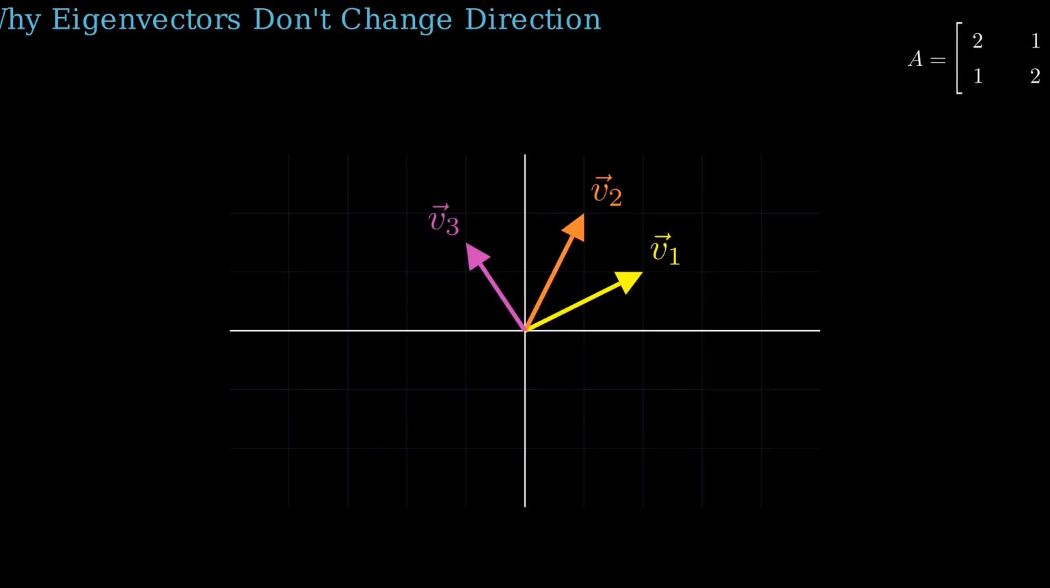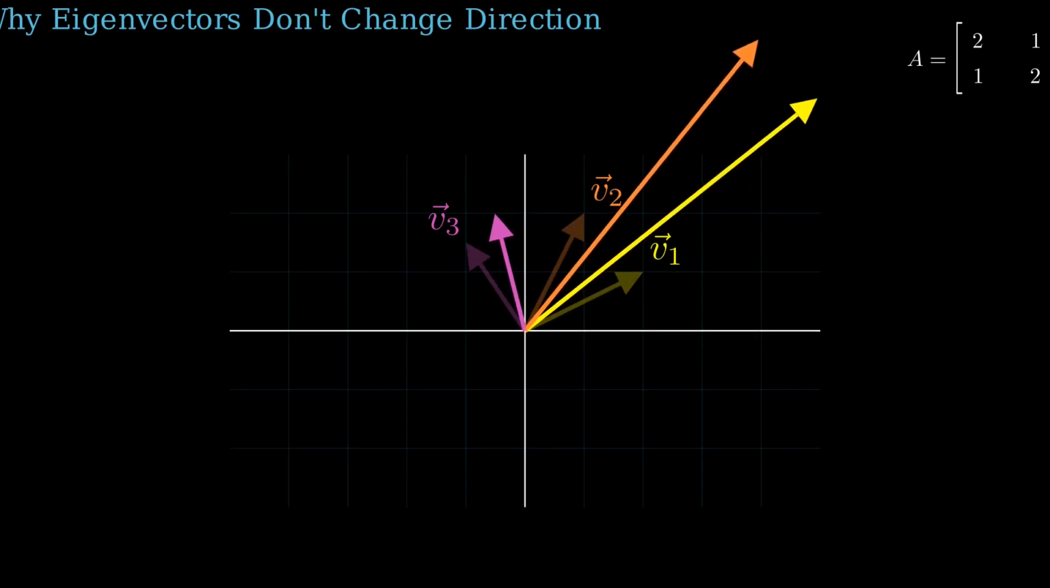Let us apply this transformation matrix A. This matrix will rotate and stretch our vectors. Watch carefully what happens when we apply the transformation. Notice how these vectors not only change their length, but also rotate to new directions. Their arrows point in completely different directions after transformation.